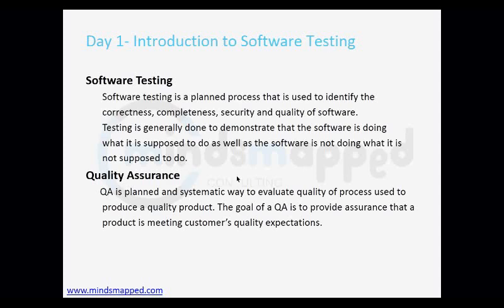Okay. So this is called software testing. You would have heard of quality assurance, QA. What is QA? What is software testing? You would be confused at times. So basically QA is a planned and systematic way to evaluate the quality of the process used to produce a quality product. So basically QA has its set of processes.